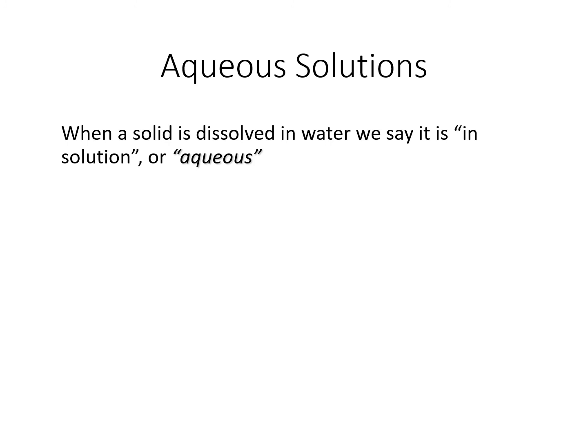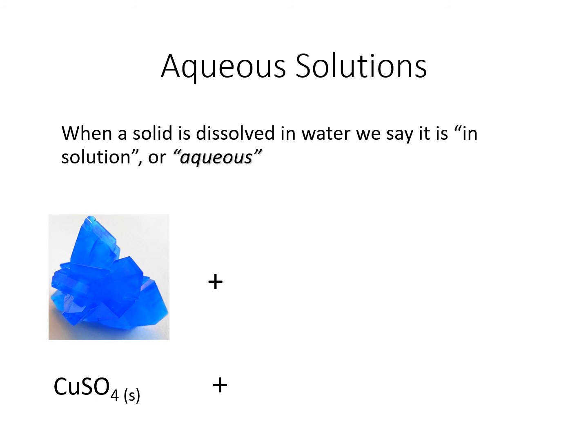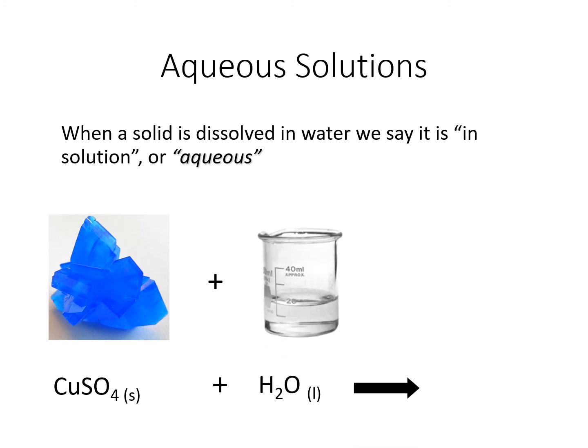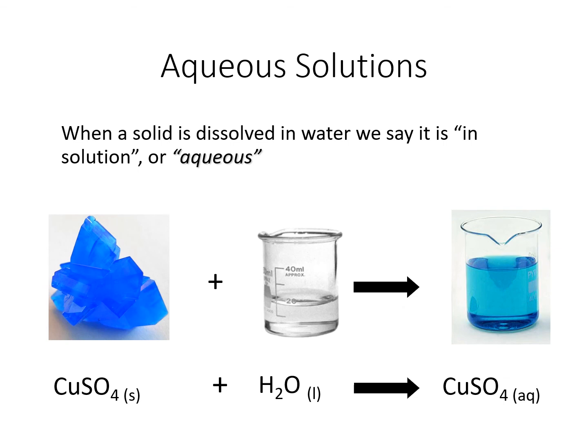There is one final state symbol. If we take a solid and we dissolve that in water, we would say that that solid is in solution, or we would say that it is aqueous. An example would be copper sulfate, which is in the solid form. Those are the crystals of copper sulfate there. I can add it to water, and that water will dissolve the copper sulfate. That will now produce a solution. And the state symbol that we use for a solution is (aq) for aqueous.